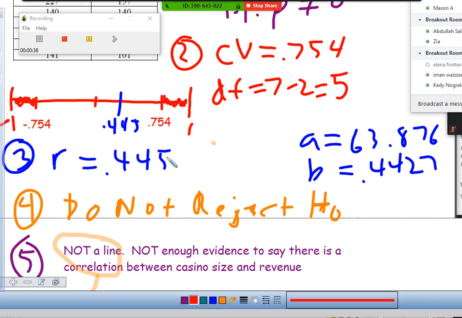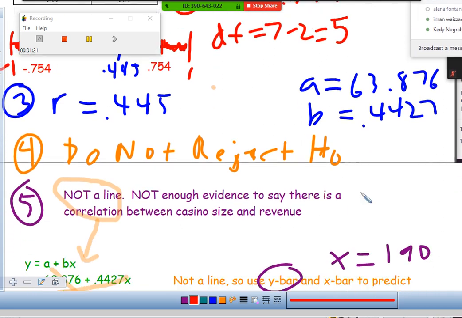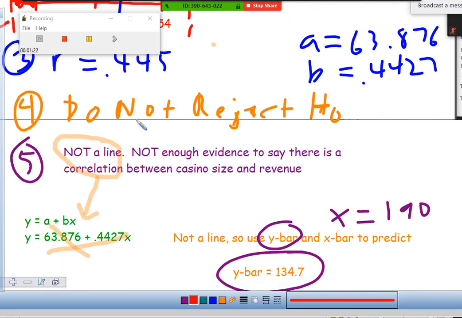So you guys got an R of 0.445. So it goes in here, which means this is clearly the do not reject region. So you do not reject H naught. Don't forget the H naught. Some of you guys left out H naught in the exam, and you lost half a point every time you did that. That adds up. So if you do not reject H naught, then it is not a line. If you do not reject H naught, it is not a line, and you do not have enough evidence to say that there's a correlation between casino size and revenue.